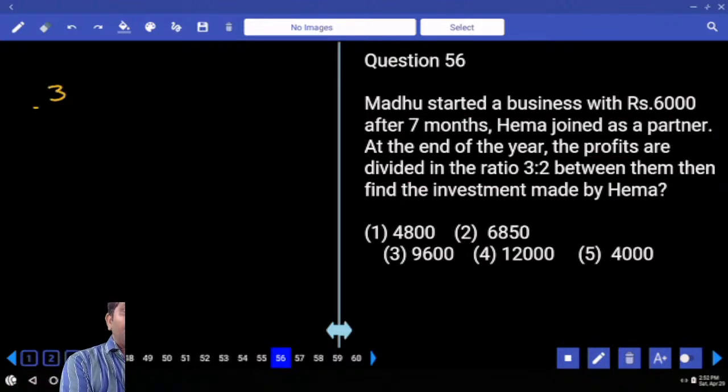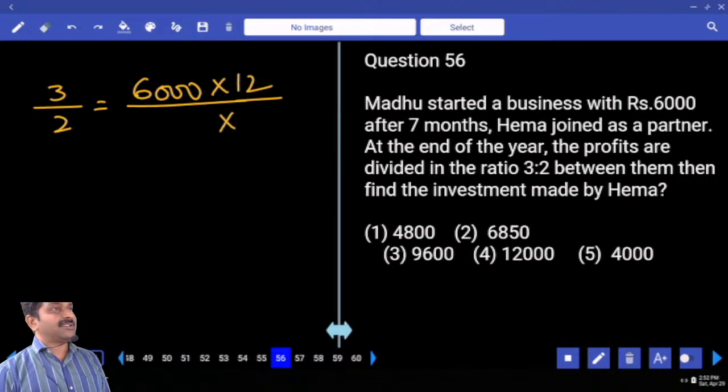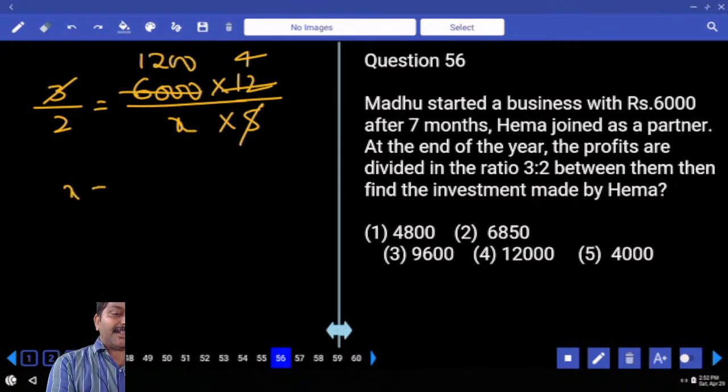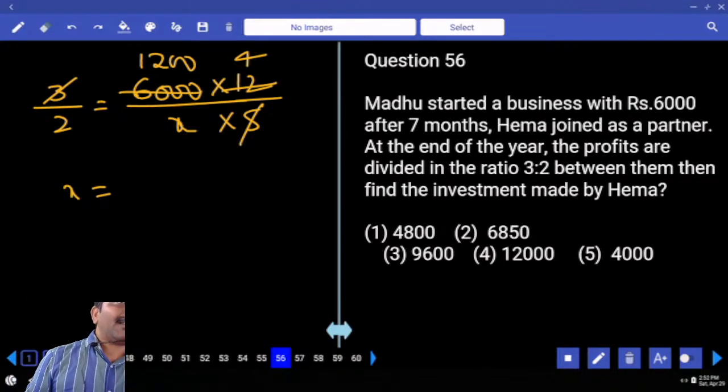Profit sharing ratio 3:2. I'll write it as 3/2. First person started with 6,000 and he is there for the entire time duration, which is 12 months. The other guy joined after 7 months. Then he will be there for the remaining 5 months with x rupees. 3. 4 times 5. 1200 times x is equal to 2 into 1200 into 4. 2 into 12. 24 fours. How many zeros?